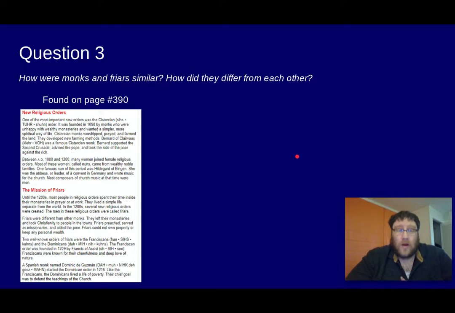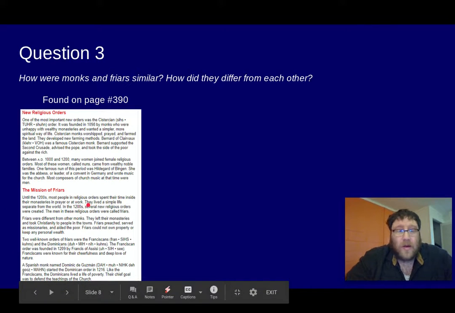All right, moving on. I'm trying to fly through this one, make it nice and quick for you guys. What were the differences between monks and friars? Monks you learned about in the previous lesson. Monks were unhappy and wealthy. You want to look at this to figure out what the friars were.